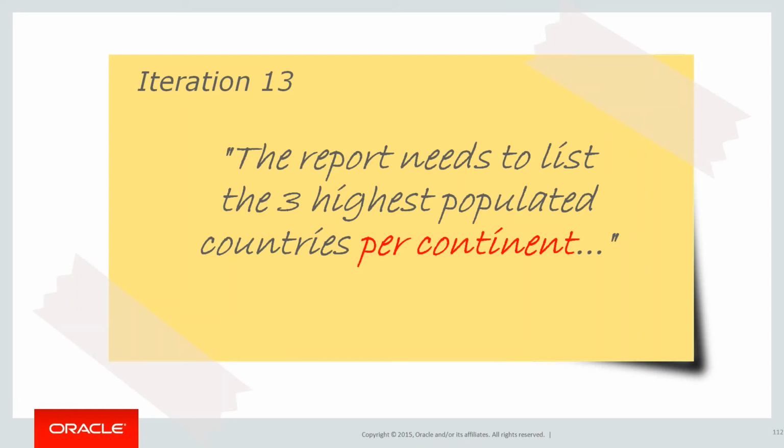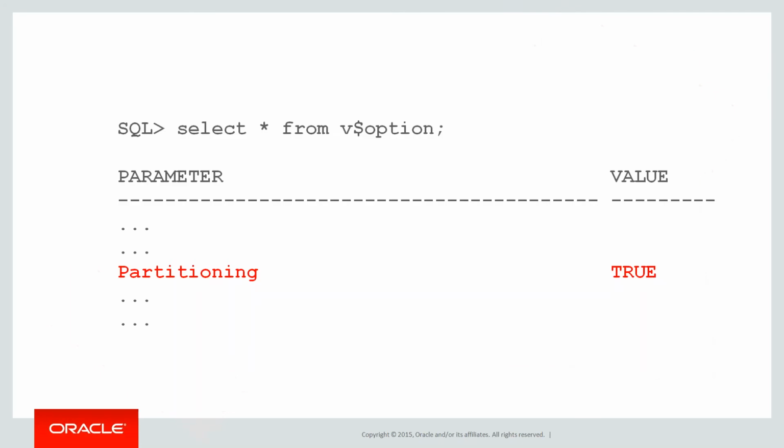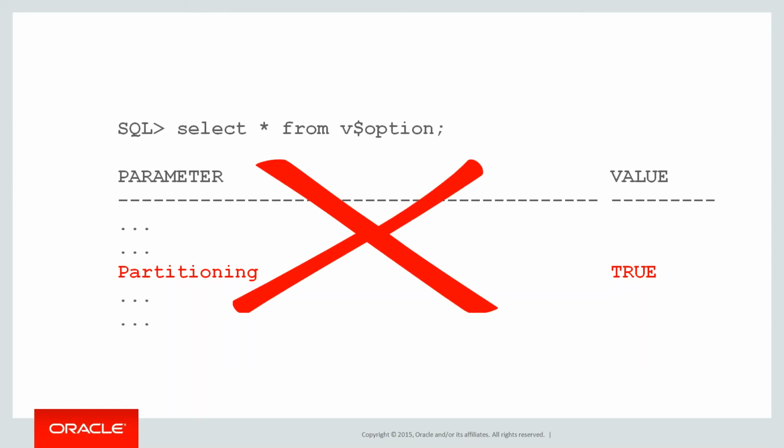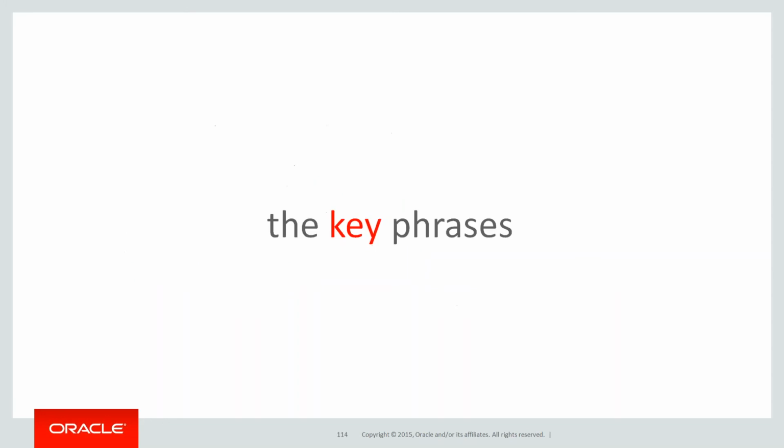I need a report to list the highest 3 populated countries per continent. All right, and as I said, people go, oh, will I need partitioning? Do I need to spend money? The answer is no. Partitioning in the analytic sense is purely about segmenting your data. The key phrases you'll be looking for as a developer or as a BI professional are things like per continent, or by department. And let's describe it with an example.